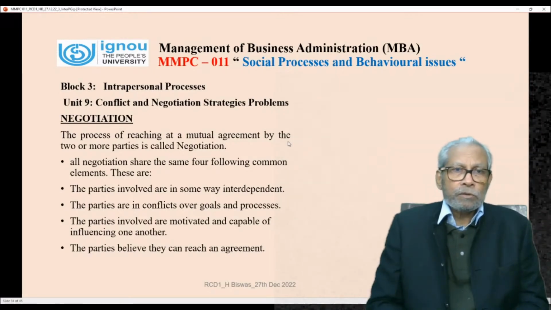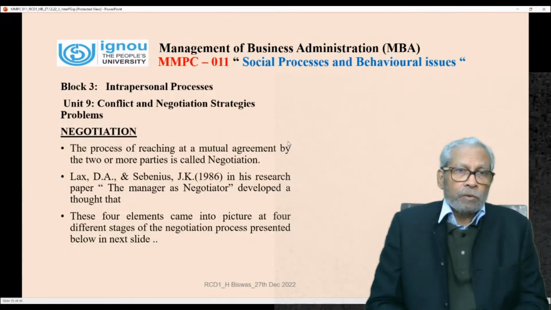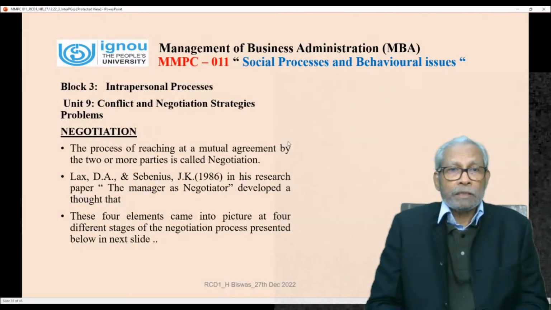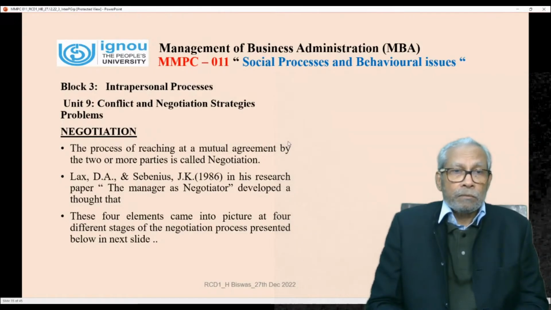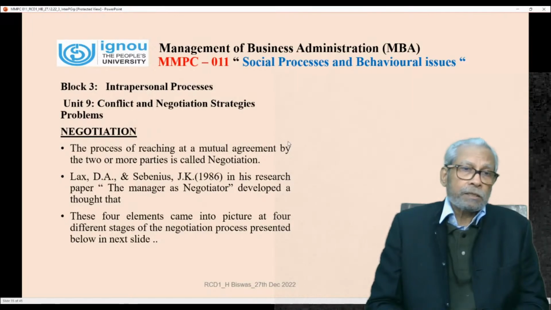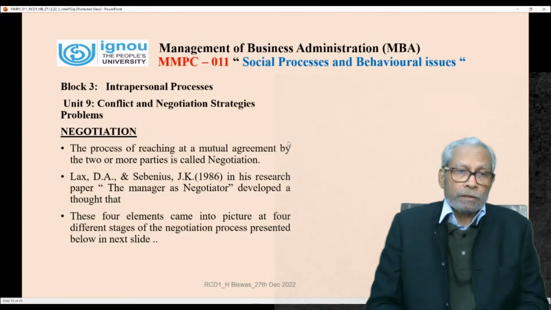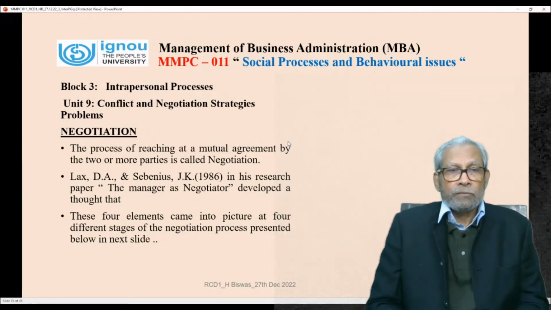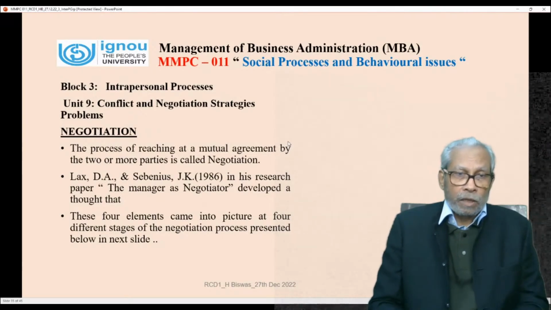So this is the negotiation process derived. The process of reaching a mutual agreement by two or more parties is called negotiation. So you can say it that way. Now, Lax and Sebenius, in their research paper on the manager as negotiator, developed four elements at four different stages of the negotiation process, presented in the next slides.